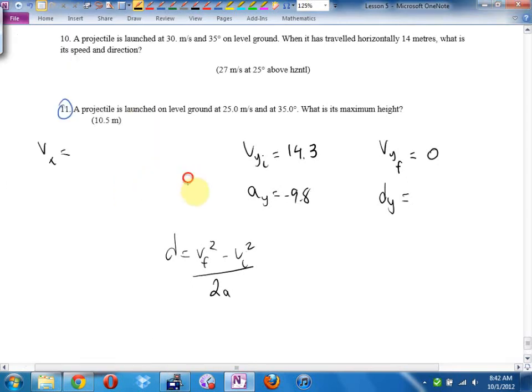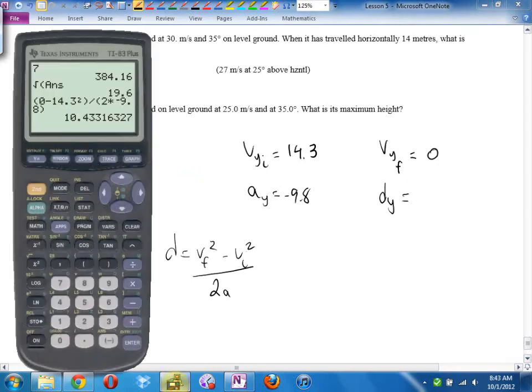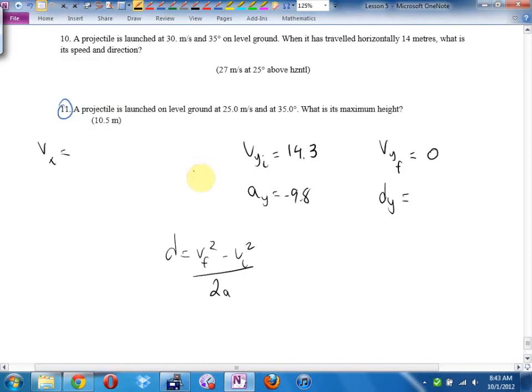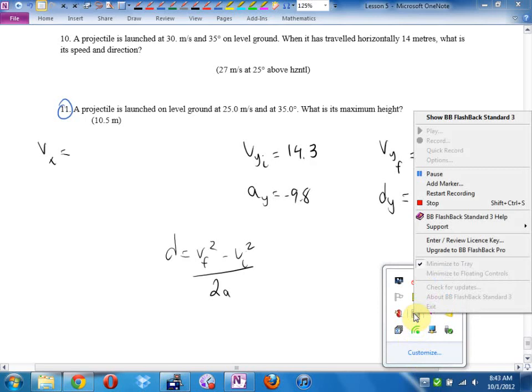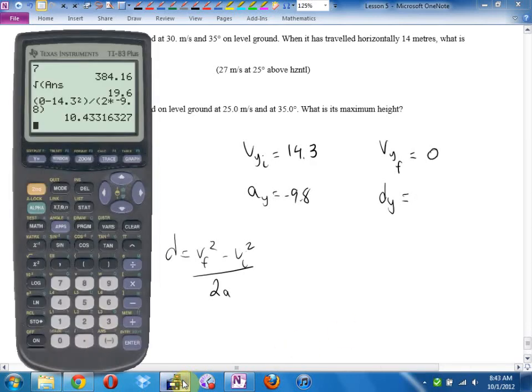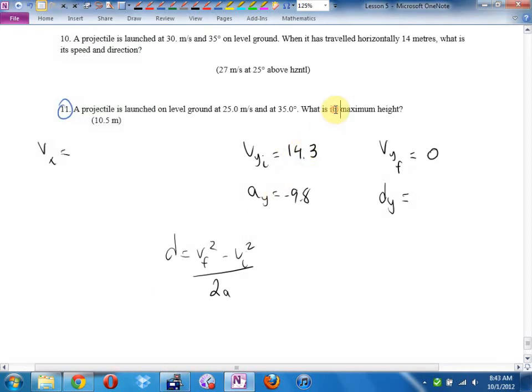10.4. What's the answer say? 10.5. Is it 10.4 or 10.5? I would go 10.4. It says 10.5. I need to change that. Is it 10.4 or 10.5? 10.5? Oh, you know what? It probably depends on what you use for the 14.3. If you use the actual value that was stored on your calculator, so I won't bother changing that.